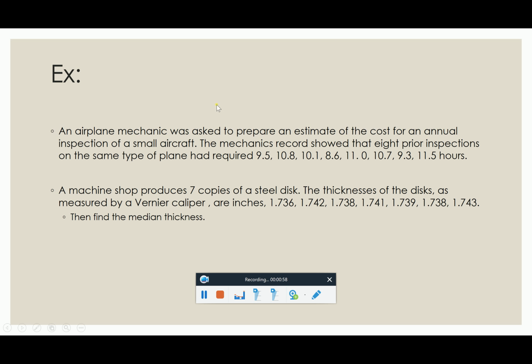So like for this one, an airplane mechanic was asked to prepare an estimate of the cost for an annual inspection of a small aircraft. The mechanic's record showed that 8 prior inspections on the same type of plane have required 9.5, 10.8, 10.1, 8.6, 11.0, 10.7, 9.3, and 11.5 hours. And so I want you to find the average of this information.